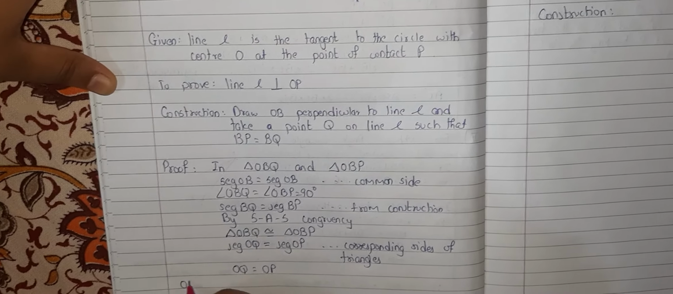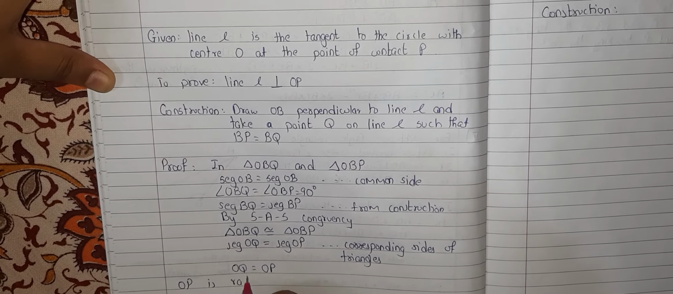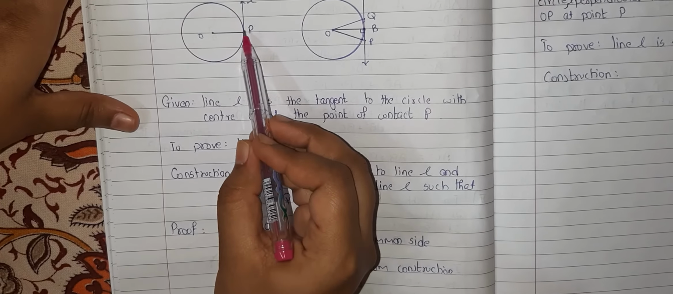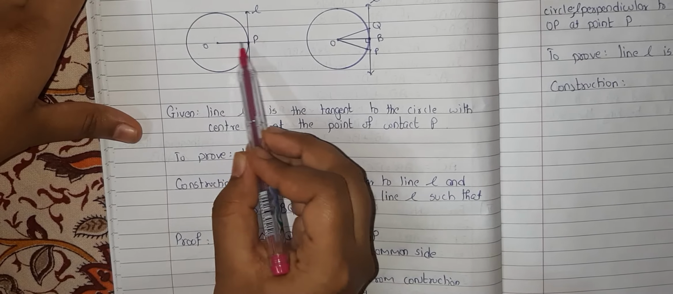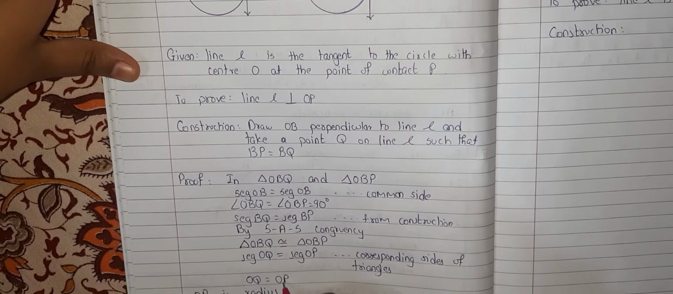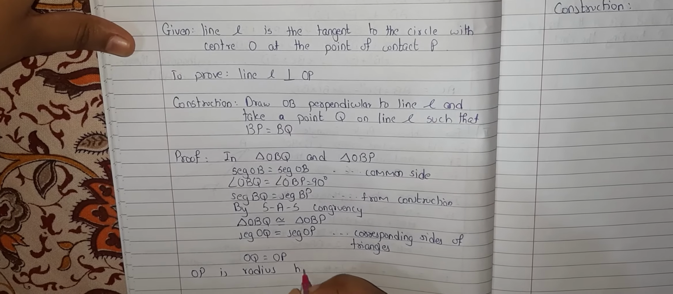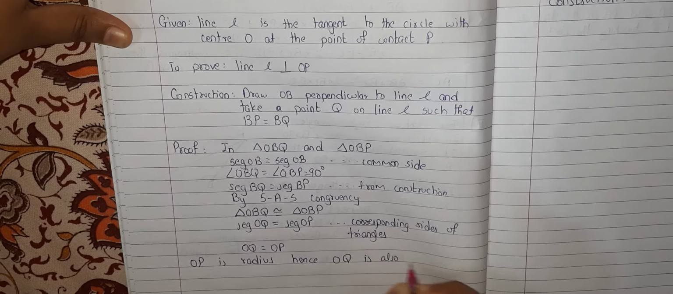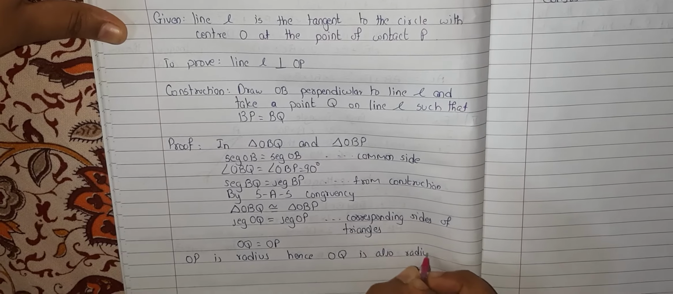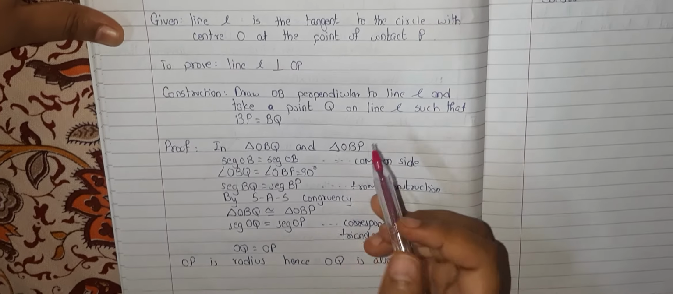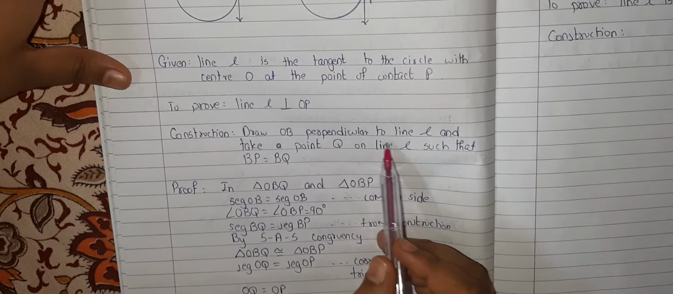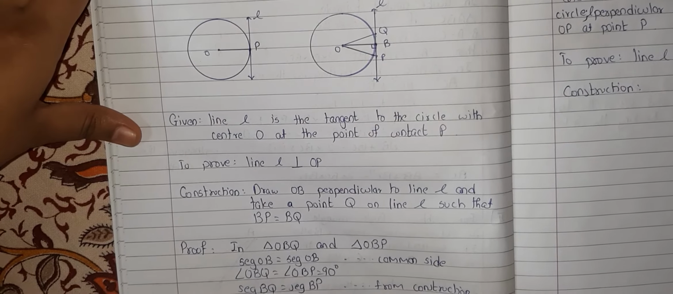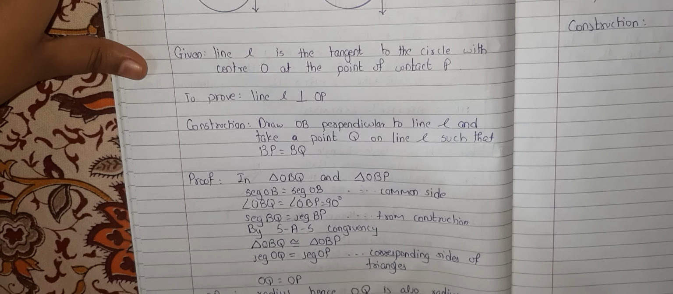Now you can see that OP is a radius, as we have taken point P on line L as well as on the circle. Hence from this we get that OQ is also a radius. Now in the construction we had considered that point Q is on line L but not on the circle. But we have now proved that point Q is on the line as well as on the circle.